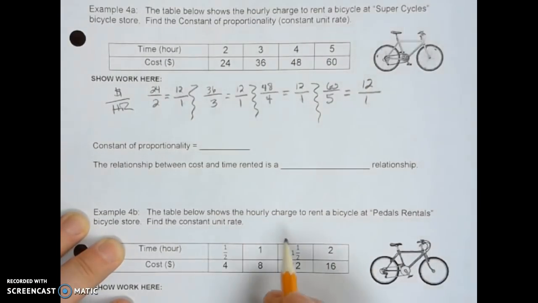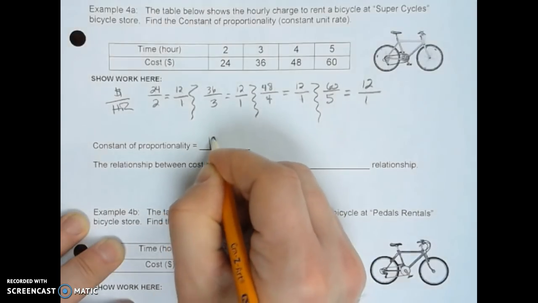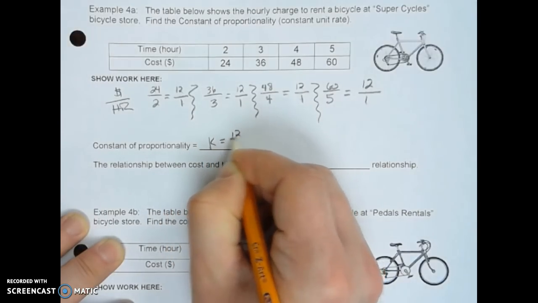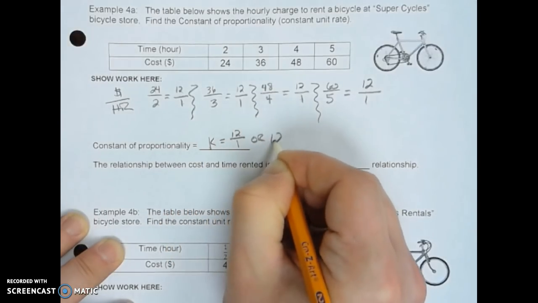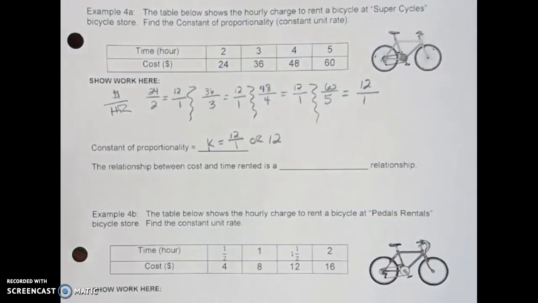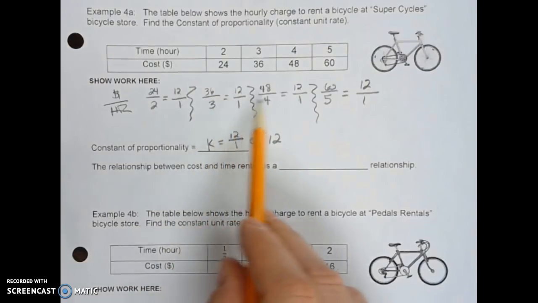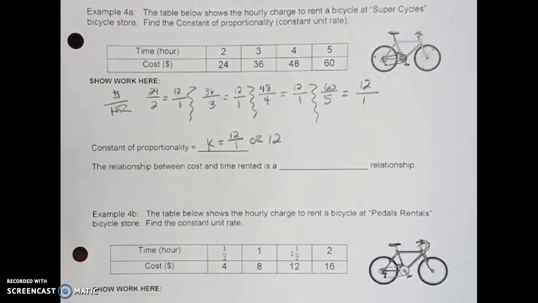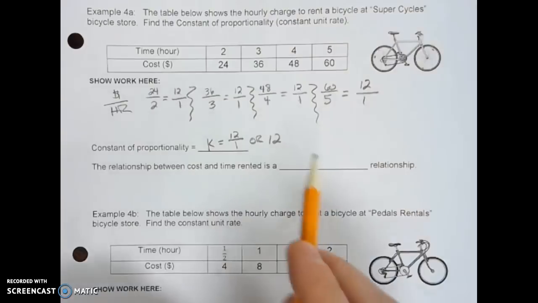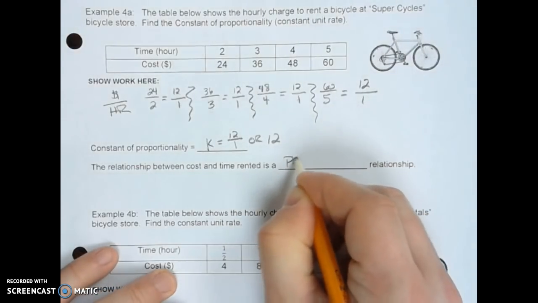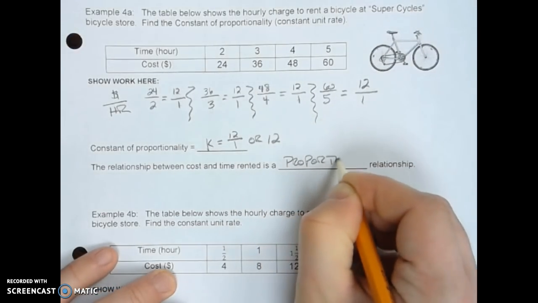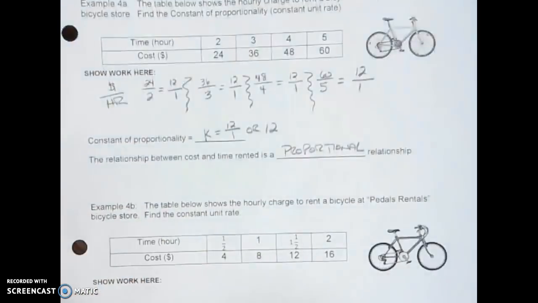The constant of proportionality in this example, K, equals 12 over 1, or 12. It means that it costs $12 per hour. Since all 4 of these unit rates are the same, we would say that the relationship between cost and time rented is a proportional relationship.